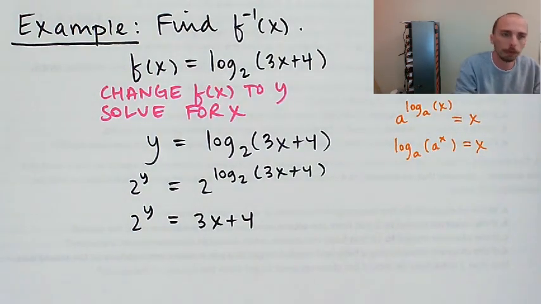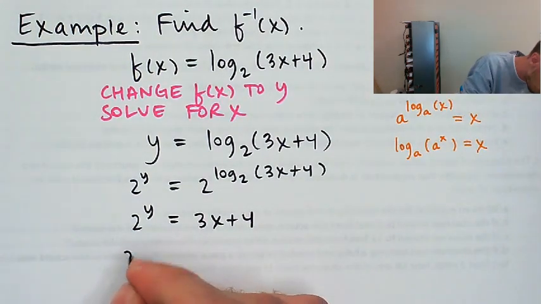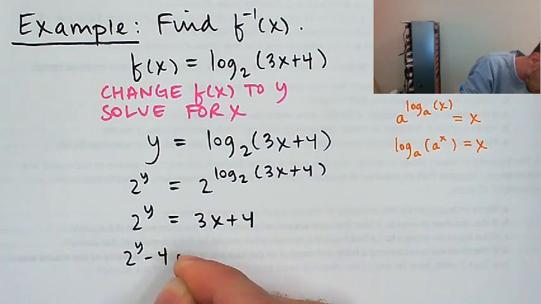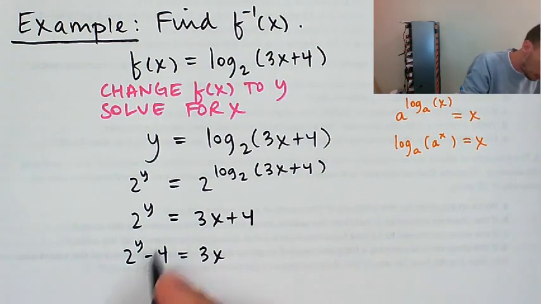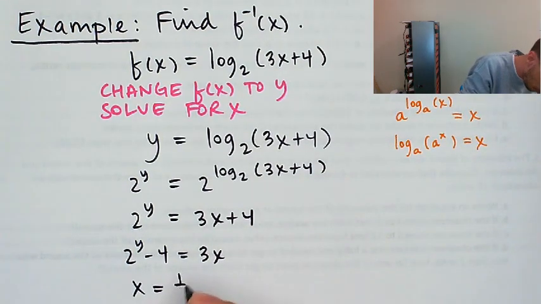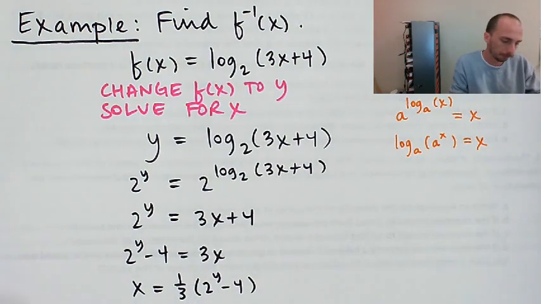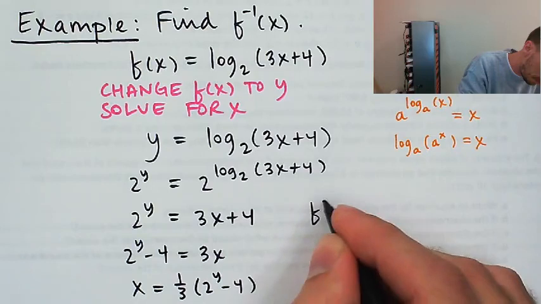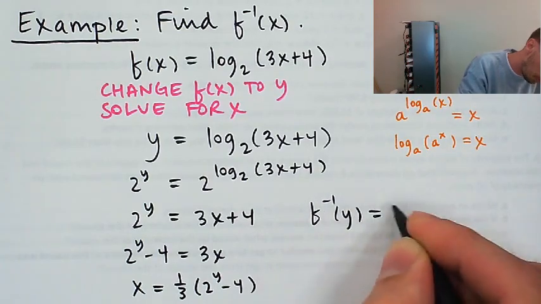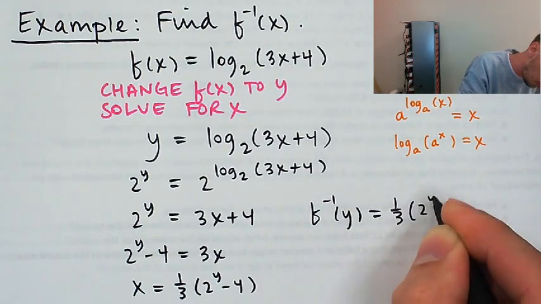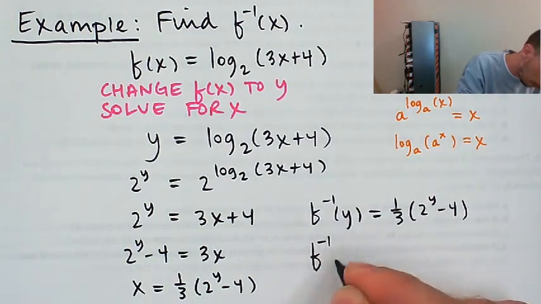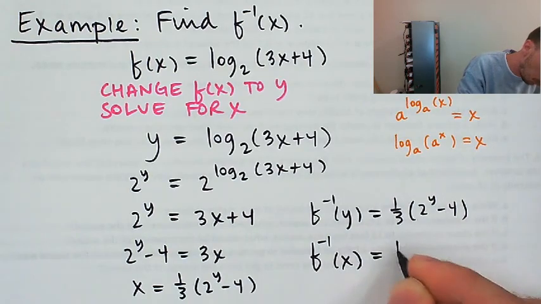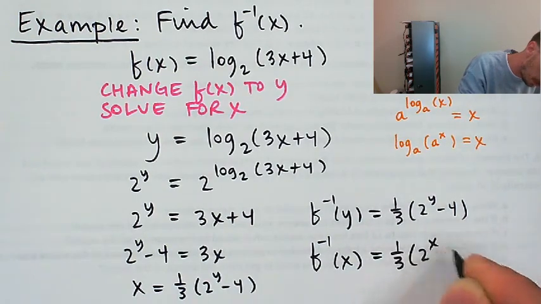We're just going to solve for x the old-fashioned way. We're going to subtract 4. So 2 to the y minus 4 equals 3x. I could divide both sides by 3. I could say x equals 1/3 of 2 to the y minus 4. That means that f inverse of y equals 1/3 of 2 to the y minus 4. And as a result, I could conclude that f inverse of x equals 1/3 of 2 to the x minus 4.